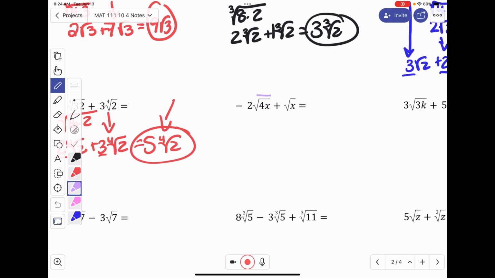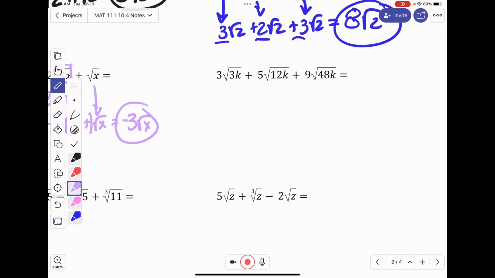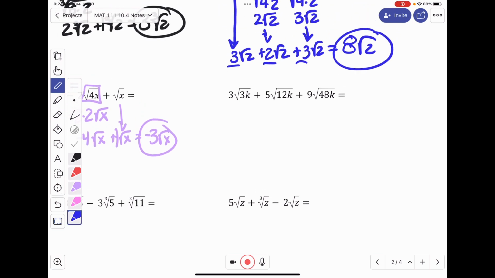All right, to break this down, the square root of 4 is 2, but I'm going to leave the x inside. Negative 2 times 2 is 4. Bring down this x, and that works the same way. We're saying negative 4 plus 1. That gives us negative 3 root x. So nothing changes just because there's letters there. Let's try another one. 3 to 3k. We can't break that down at all.